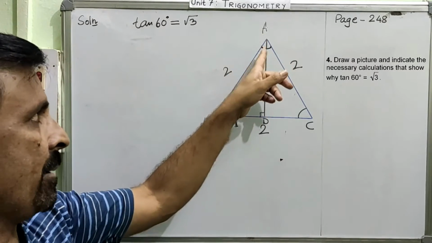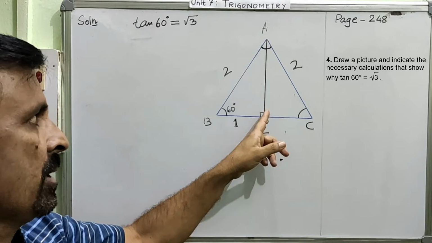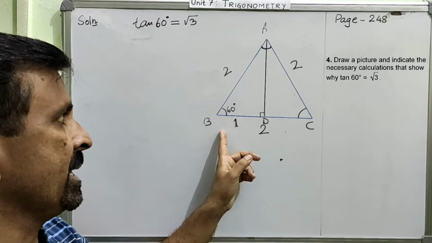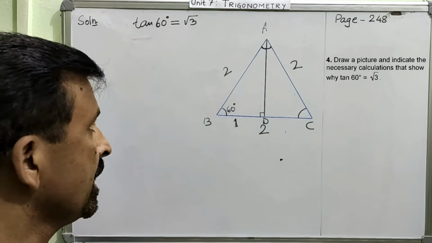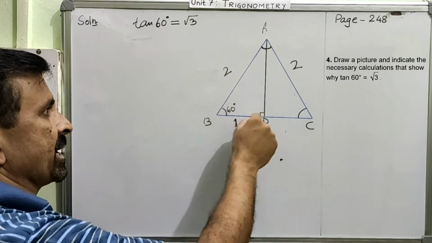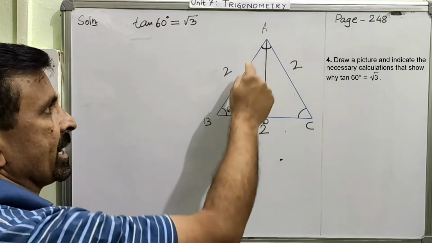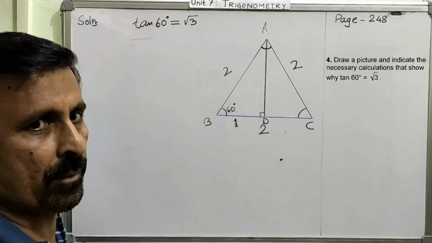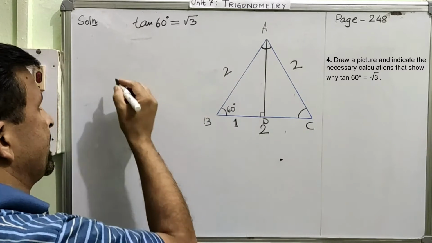Clear? Now then I have drawn the altitude. This altitude bisected the side BC. Clear? And therefore, the length of BD is equal to 1 unit. Now, I am going to play with the triangle ABD. I can play with triangle ABD or maybe I can play with ACD. One triangle we have to take. So let us take triangle ABD.